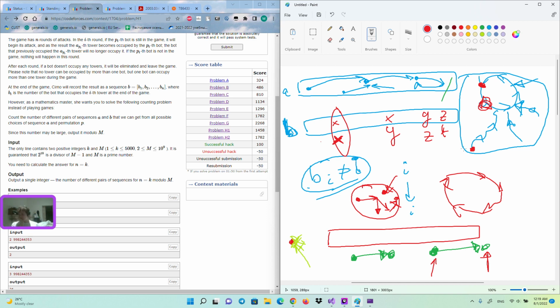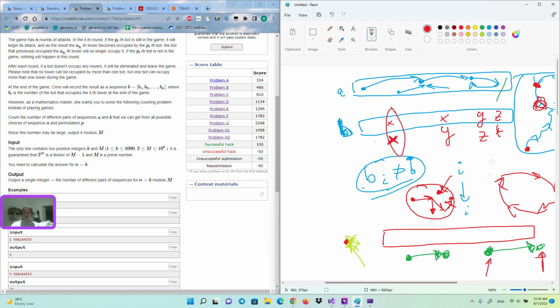But still, there is B. And what is B? B is how we divided everything into paths. Okay, so what I mean is we have a directed acyclic graph. Or maybe cyclic. Yes, and we can divide everything into paths.